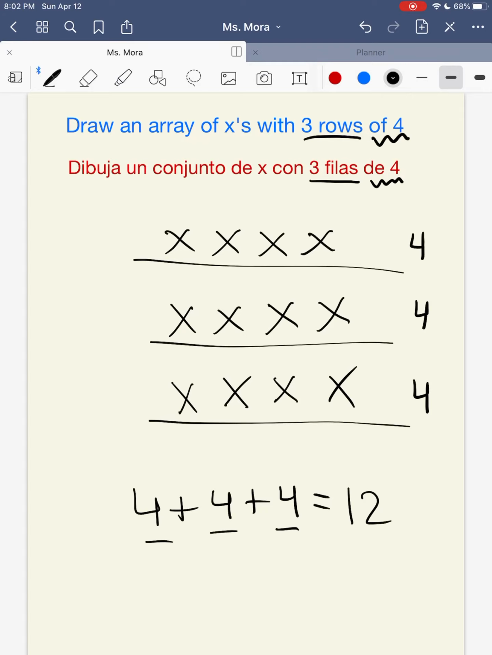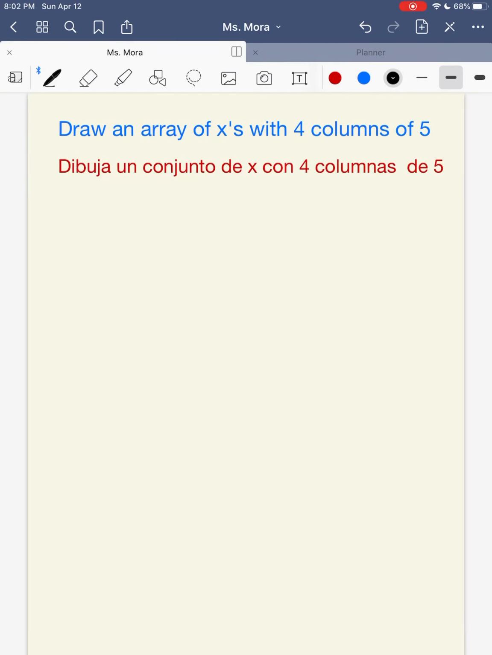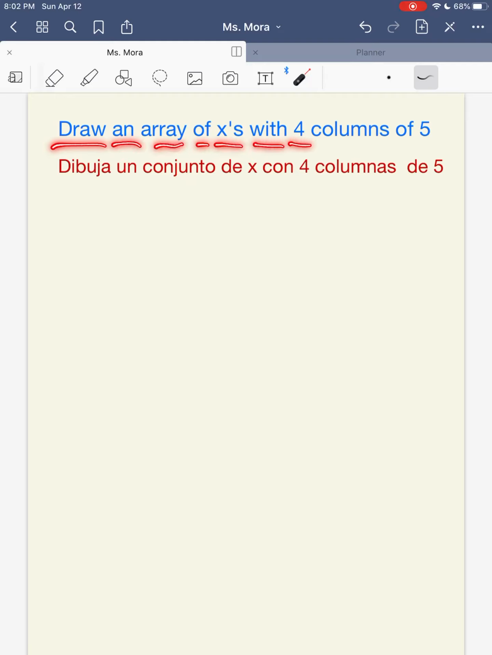Okay, guys, so let's try another one. Try to do this one by yourself. Okay, so you're going to pause the video and you're going to try to draw an array of X's with 4 columns of 5. Remember, columns go up and down. So vas a pausar la video y solo vas a tratar de dibujar un conjunto de X con 4 columnas de 5. So pause the video and then push play once you're ready to check your work with me, okay?